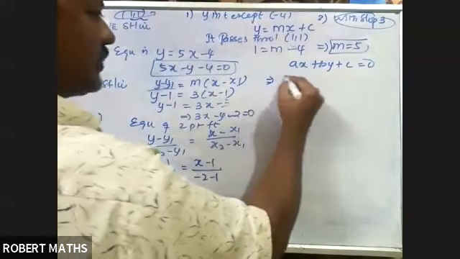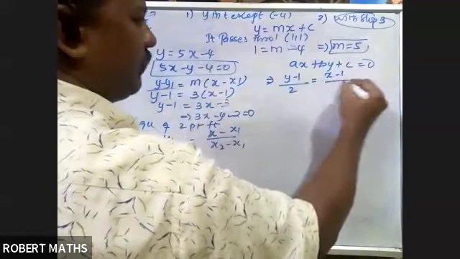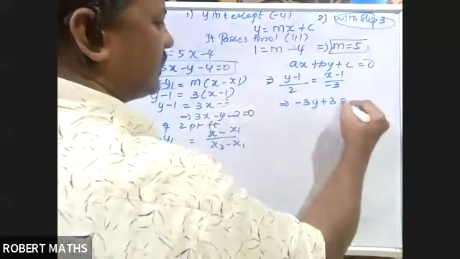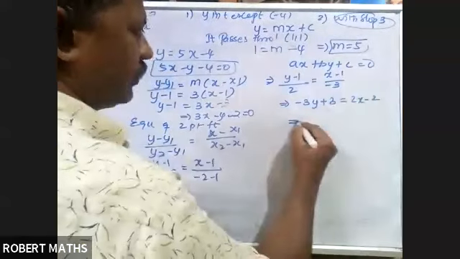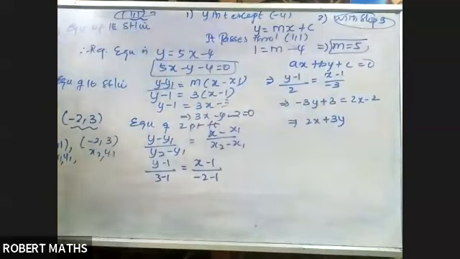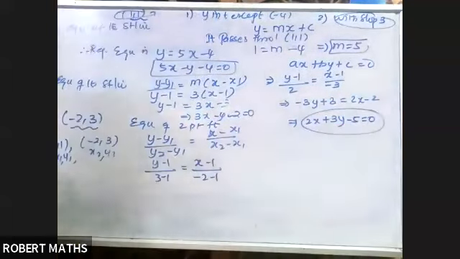This implies y minus 1 divided by 3 minus 1, which is 2, equals x minus 1 divided by minus 3. Now you cross multiply: minus 3y plus 3 equals 2x minus 2. Arranging in order, 2x, bring the 3y that side, plus 2y, 3 minus 3, minus 2, minus 3, minus 5. Therefore, this is the equation.